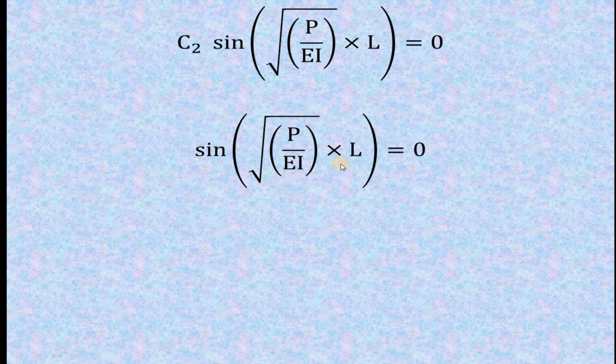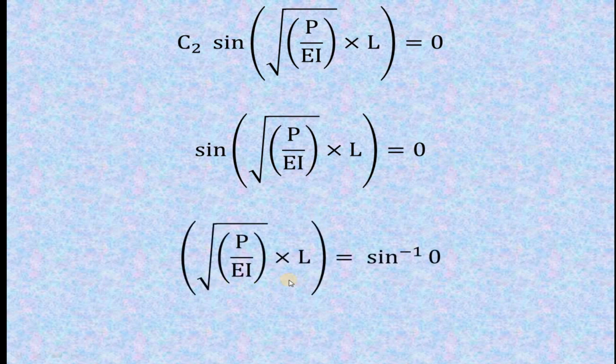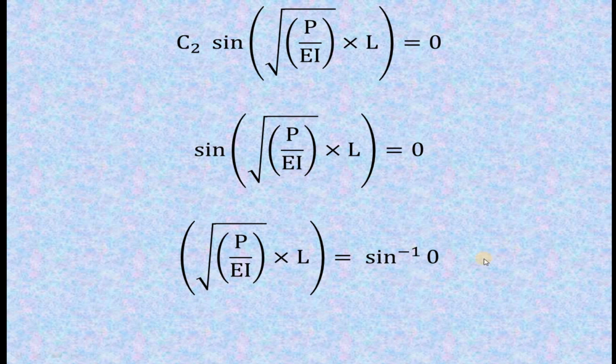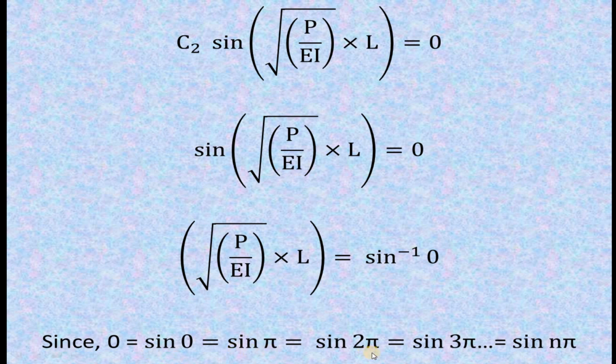Now bring this C2 to the RHS. We get sin square root of P by EI into L is equal to 0. Now move this sin to the RHS. We get square root of P by EI into L is equal to sin inverse of 0. According to trigonometry, this 0 is nothing but sin 0 or sin pi or sin 2 pi or sin 3 pi. In simple words, you can say that sin n pi, where n is 0, 1, 2, 3 and so on. So we can rewrite this 0 as sin n pi.